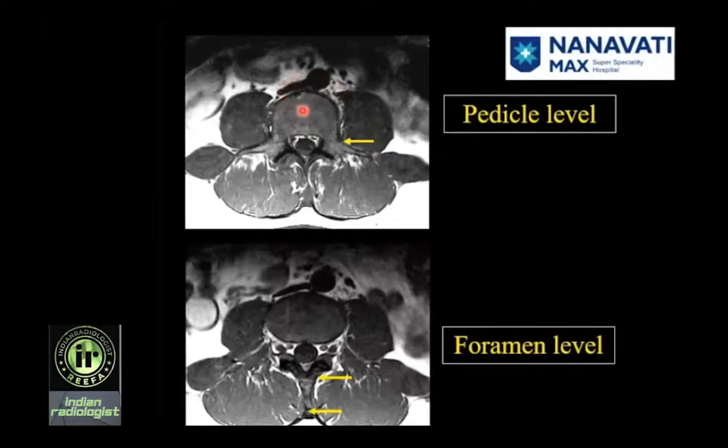This is L4 vertebra again, pedicle, transverse process, mammillary process. This is part of superior articular facet of L4. This is part of inferior articular facet of L3. This is the spinous process, thecal sac. These are the traversing nerve roots.